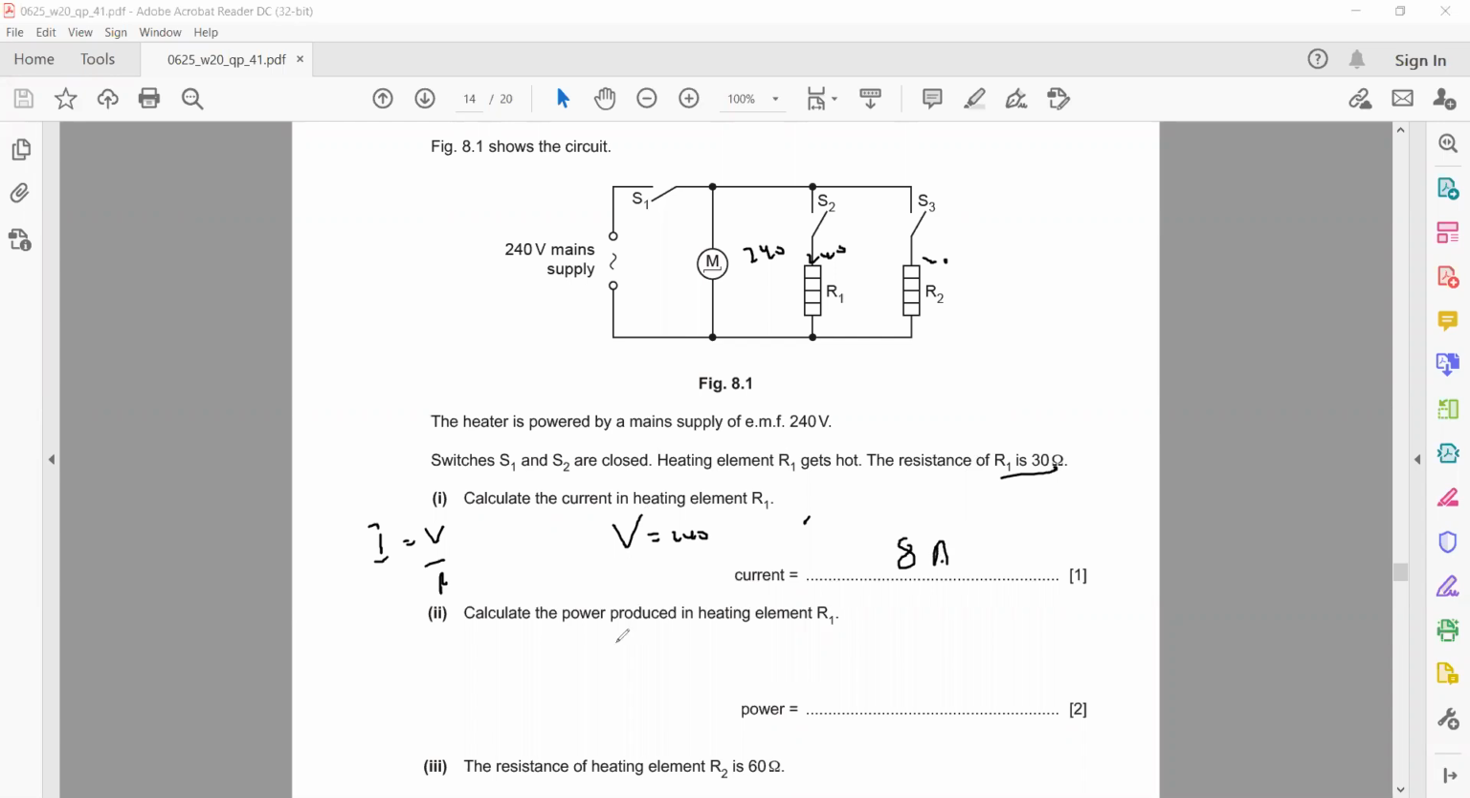amps. Calculate the power produced in the heating element. So power, we have different formulas for power: P is equal to VI, P is equal to I squared R. We know the voltage, we know the current, so we just multiply the two, 240 multiplied by 8. That will give us the power, 1920 watts.